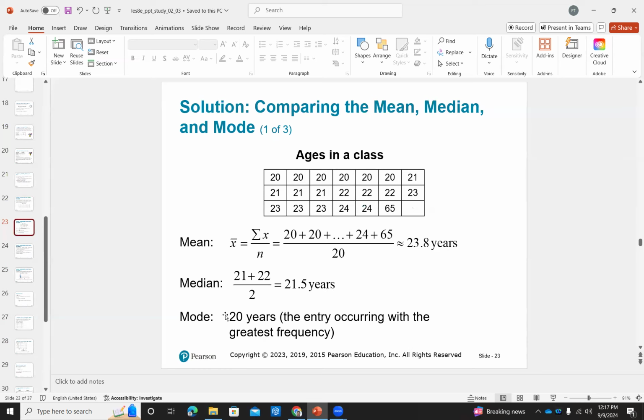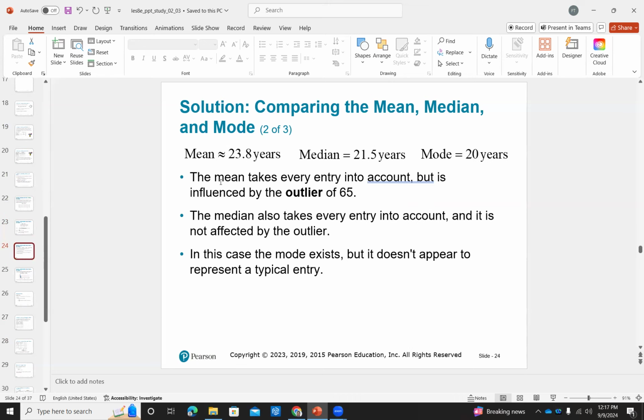And then for mode, the most frequent number that shows up in the data set is 20 years because we have 6 students who are at the age of 20, and this is the greatest number. And therefore, this is the mode of this class. Now, I have the mean listed here, I have the median listed here, and I have the mode listed here.